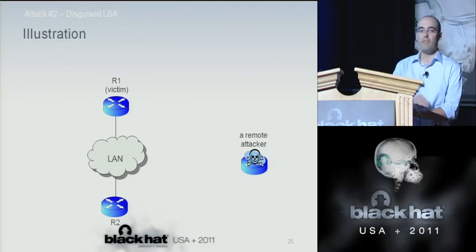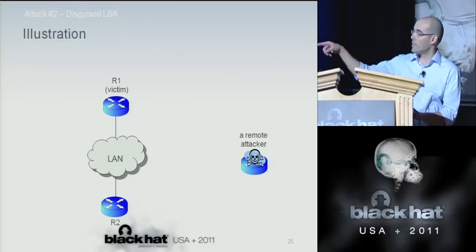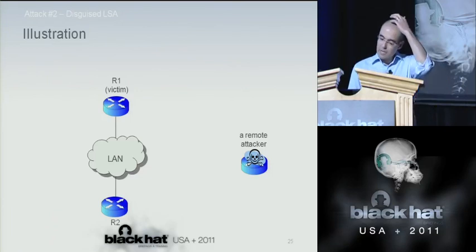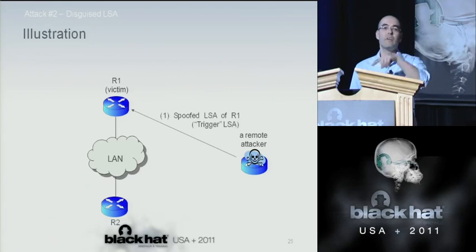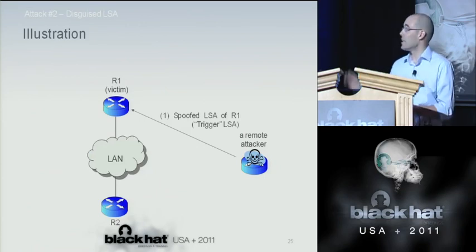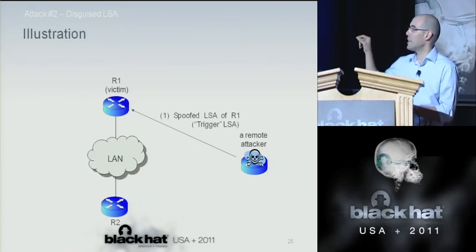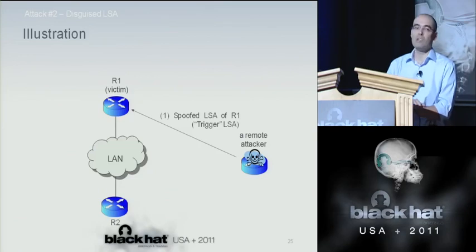So let's say we have two routers, the victim R1 and its neighbor R2. So the remote attacker can send out an LSA. At this point, indeed, the LSA is transmitted unicast in a remote way to the victim router. But as we will see in the next slide, it does not have to be that way. So let's say for this simple example, a spoofed LSA, a false LSA, is sent out directly to R1.